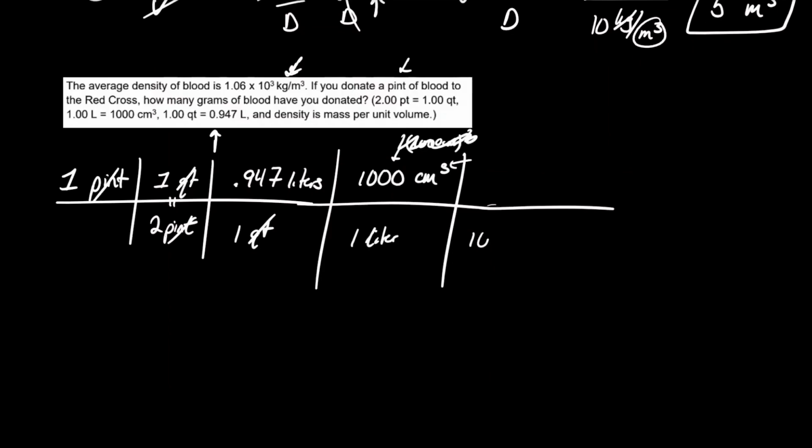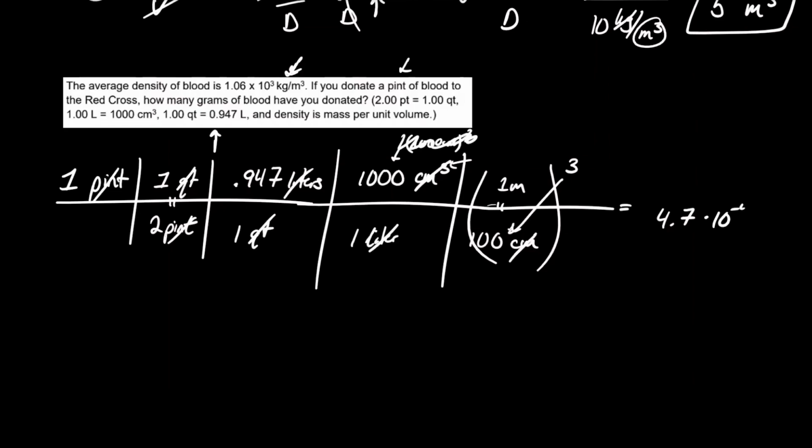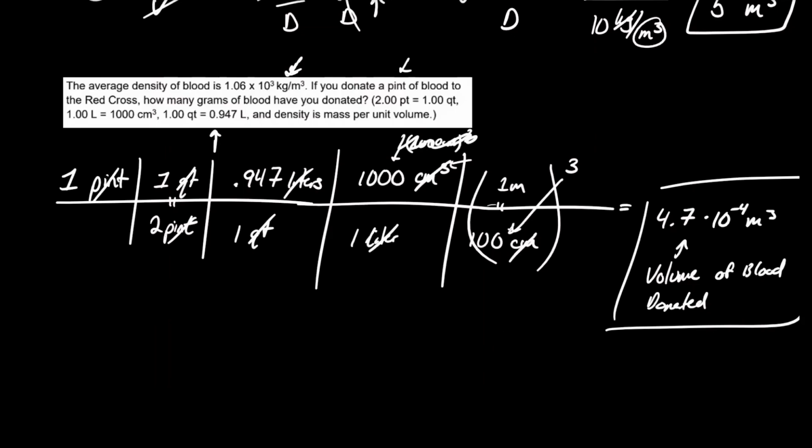So we have 100 centimeters per 1 meter, and we need to do that 3 times. That way the centimeters cubed will cancel off with each other. Just as a reminder, this 100 is cubed. Okay, perfect. Now we're at meters cubed of volume donated. If you compute this number out, you get 4.7 times 10 to the negative 4th meters cubed. And again, it's good to keep track that this number represents the volume of blood donated. Okay, that's a partial answer. We're more than halfway through the problem.